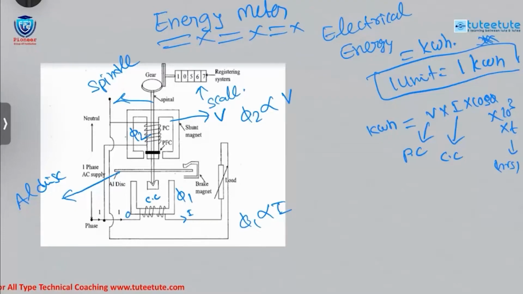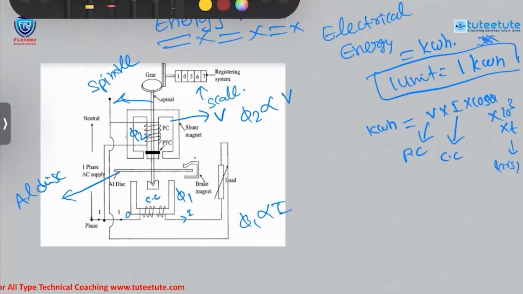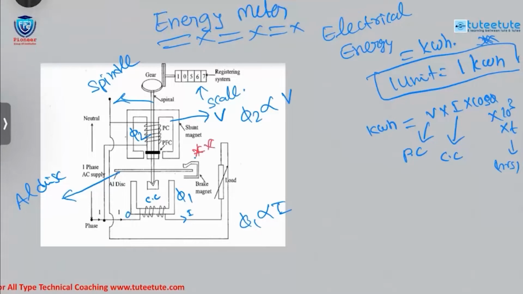For our exam point of view, one of the most important things is the brake magnet. This is very, very important. What is the purpose of this magnet? Let's take the distance as R, the distance from the aluminum disc to the brake magnet.